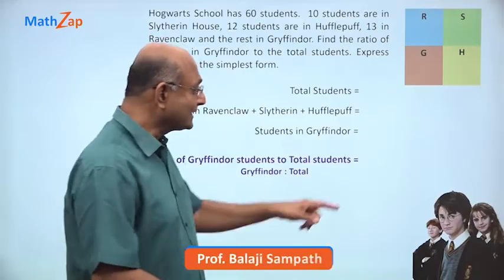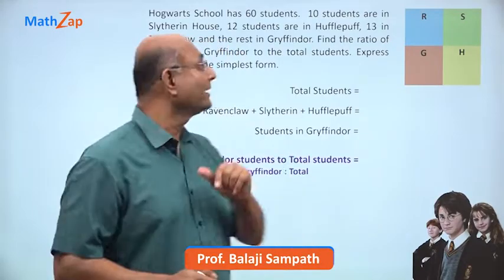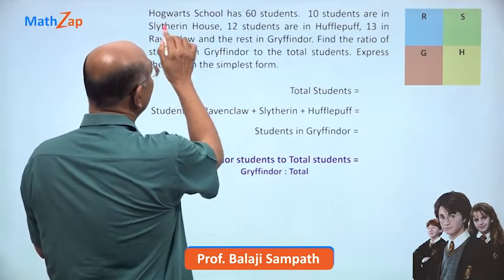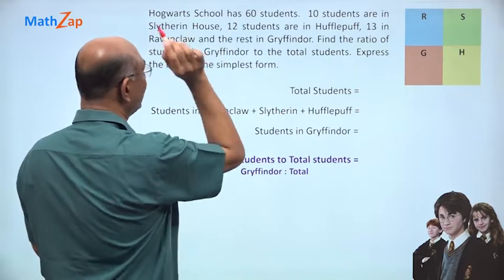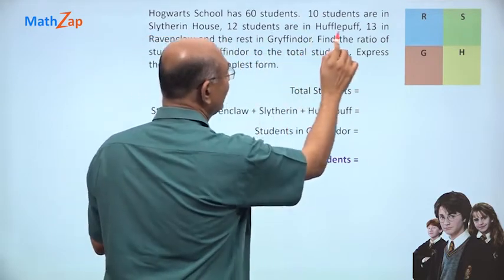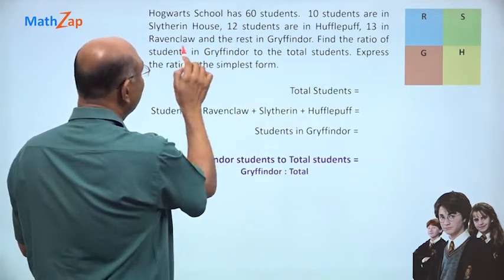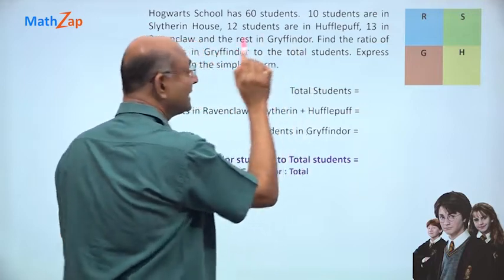Let us now look at this Harry Potter question. Okay, let's first read the question. Hogwarts school has 60 students. 10 students are in Slytherin house. 12 students are in Hufflepuff. 13 in Ravenclaw and the rest in Gryffindor.